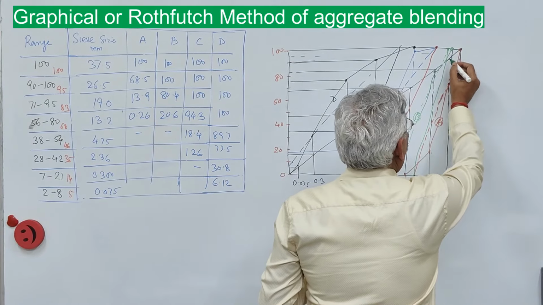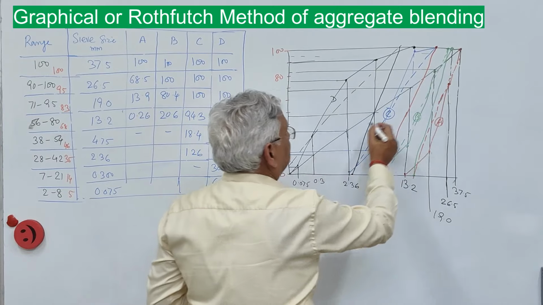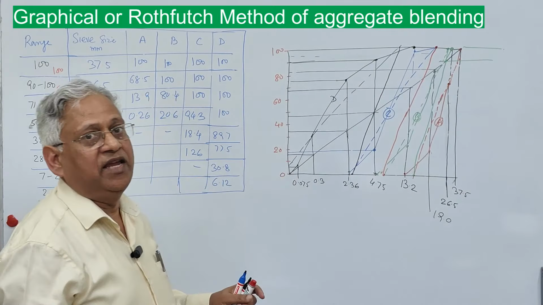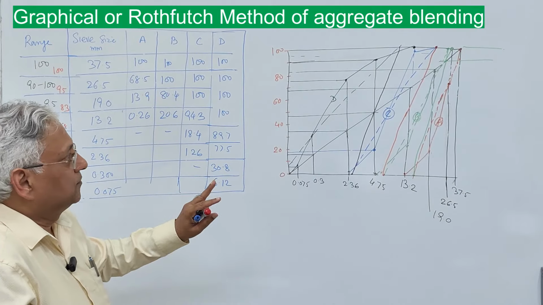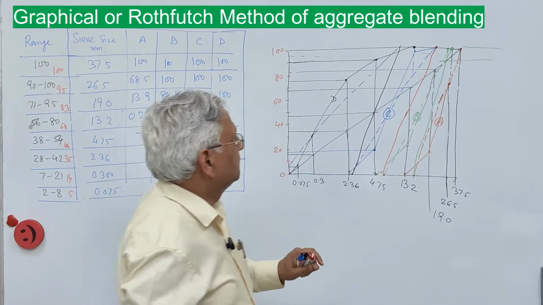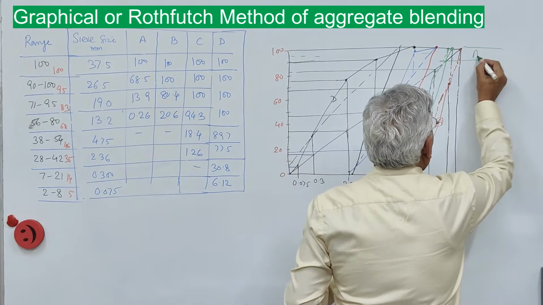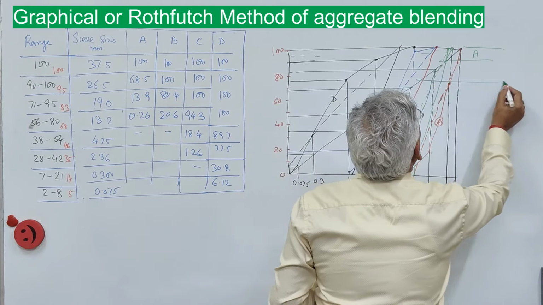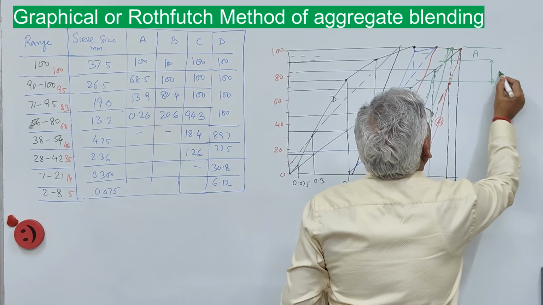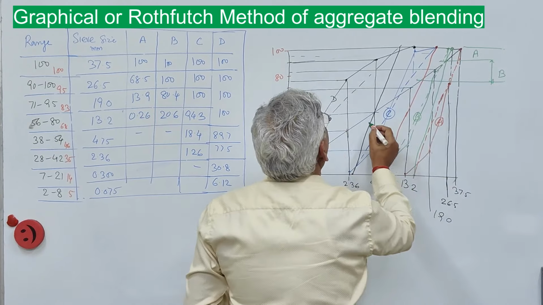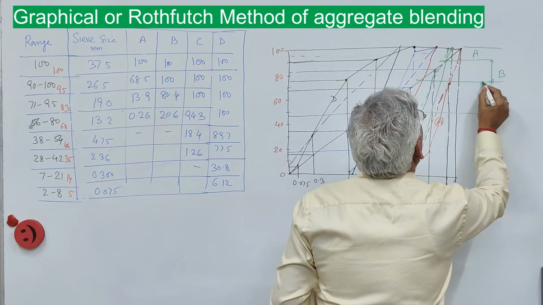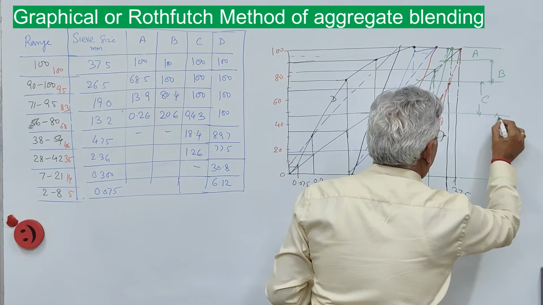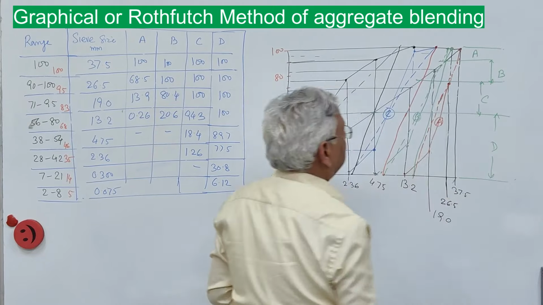Now the point where this line will intersect this desired grading, that is basically the share of A in the total proportioning. Share of A. So this is the share of A. And similarly, this point here, this is the share of B. And this here, that is your share of C. And remaining is D.